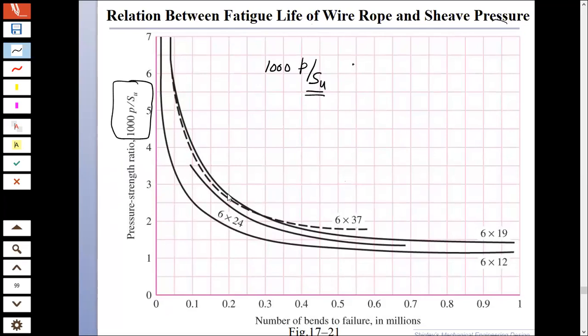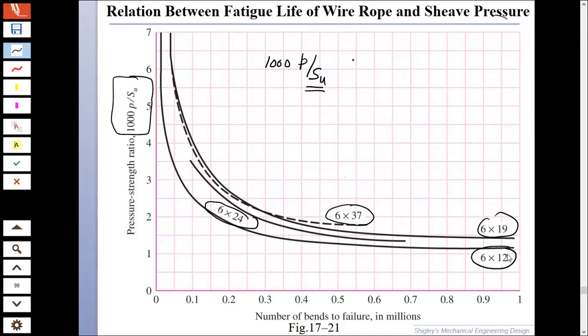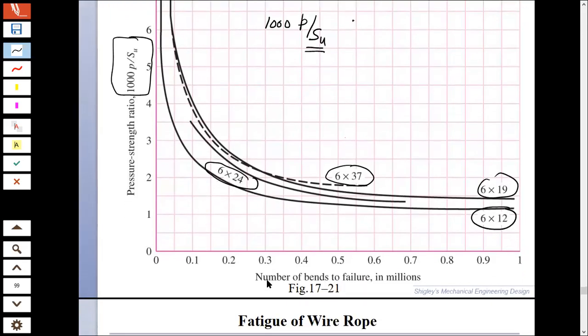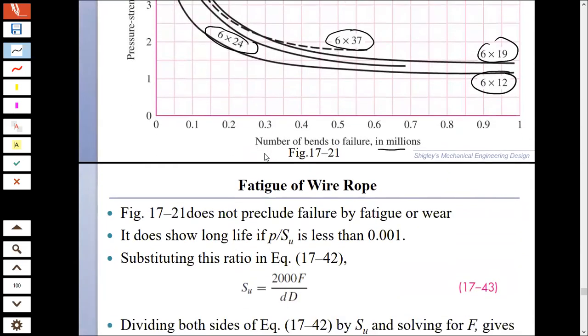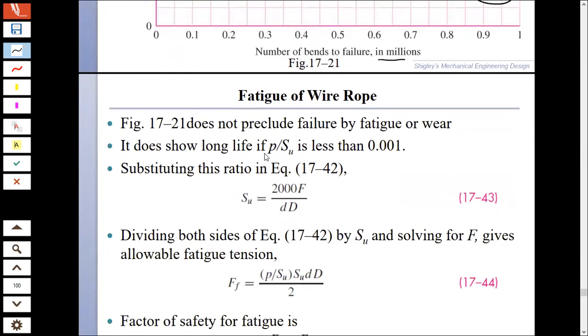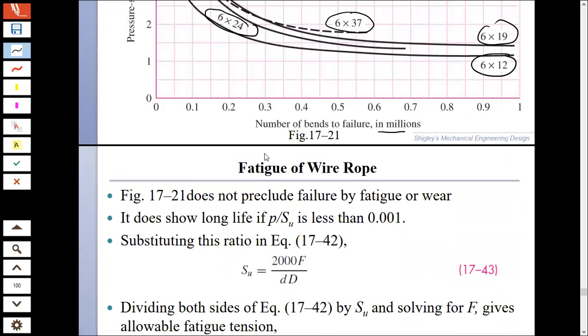Now these are curves for different wire ropes: 6 by 37, 6 by 24, 6 by 19, 6 by 12. And what does this give you? This basically gives the endurance, or the number of bends to failure, due to fatigue loading. This is for ropes only. This is Figure 17-21.